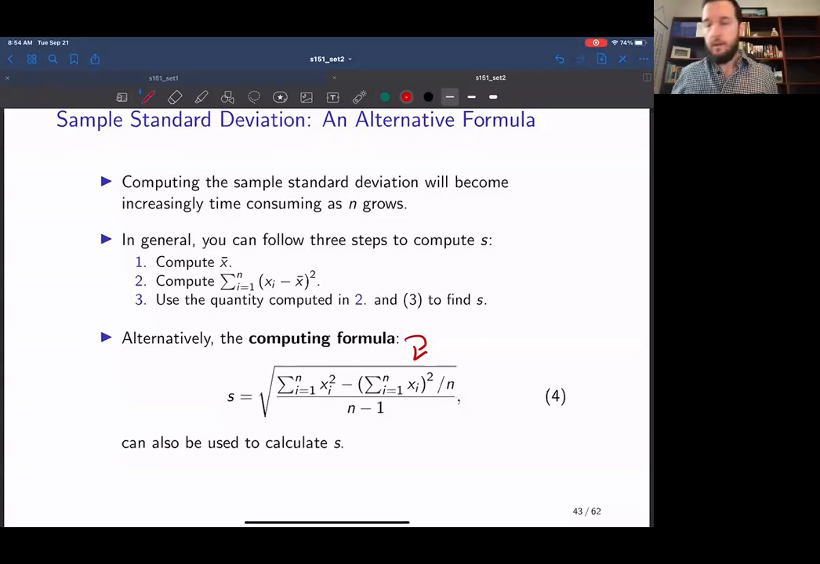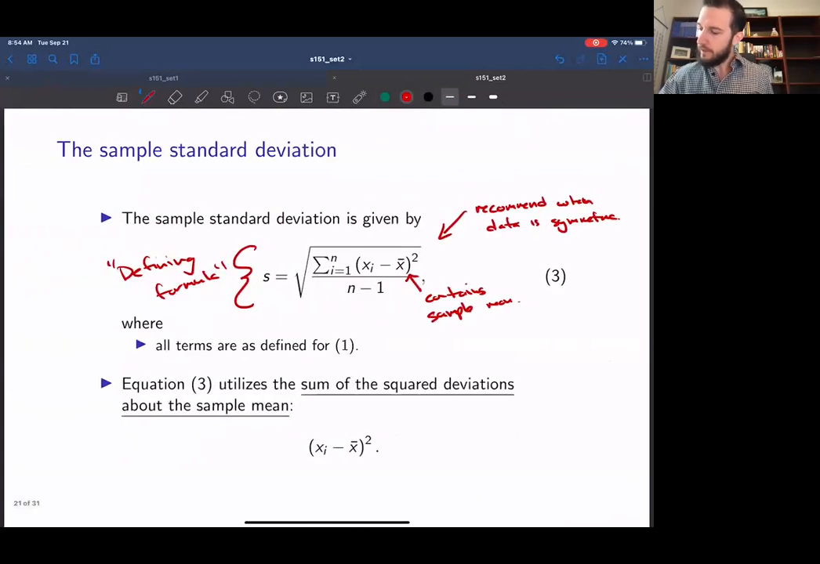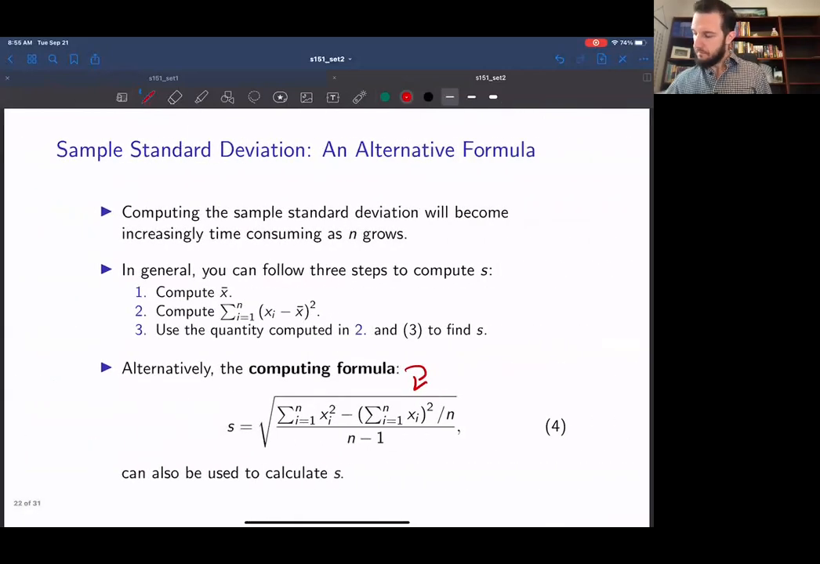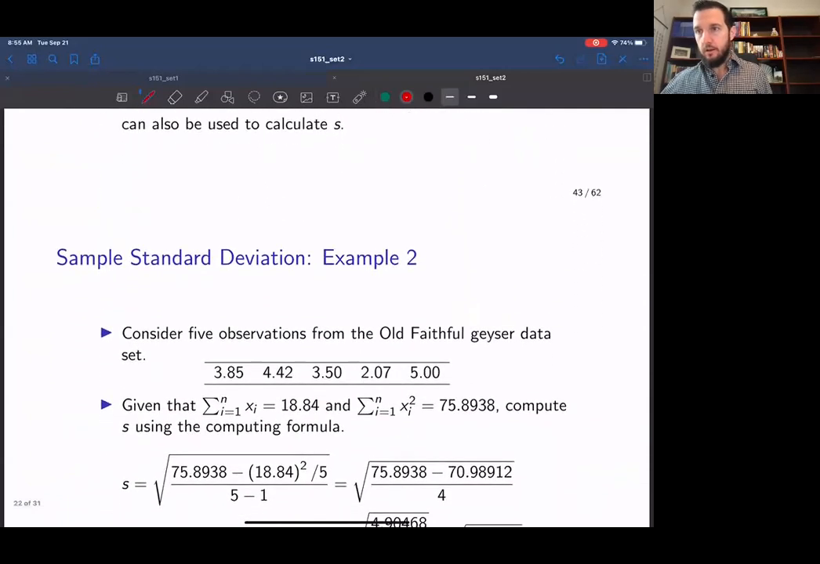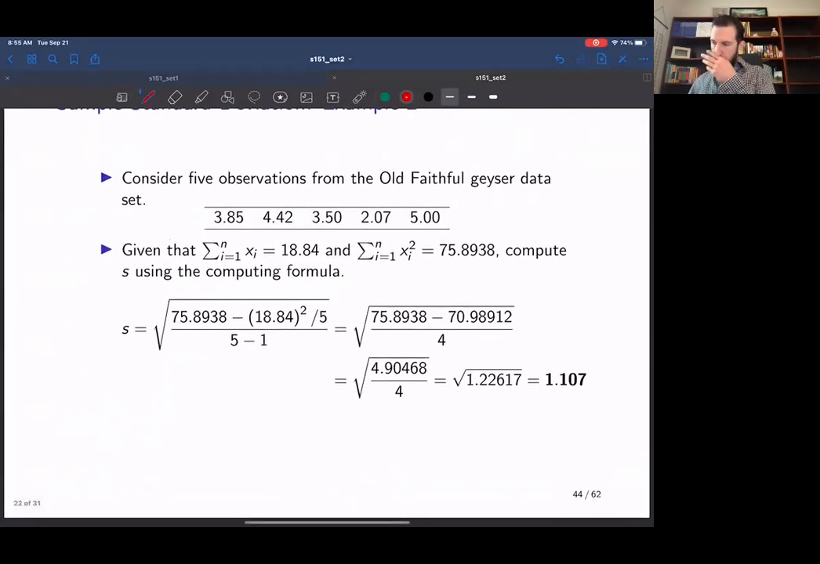So Elizabeth, the first formula, this one here, this is the defining formula. Okay, so let's look at an example of how this is computed, and then we'll go through that exercise that I was talking about before. All right, so the computing formula is meant to be a little faster than the defining formula. The idea here is pretty much exactly the same as it was before.